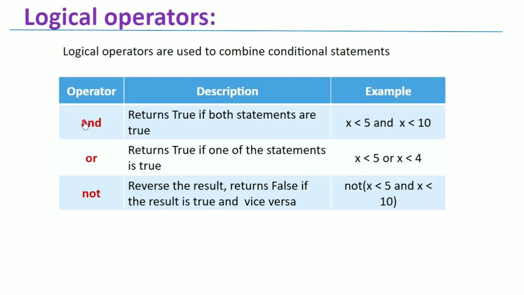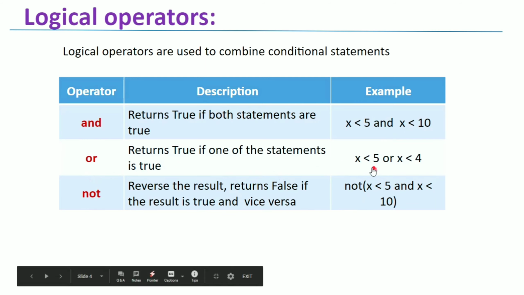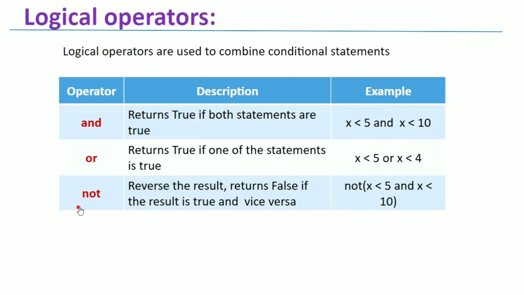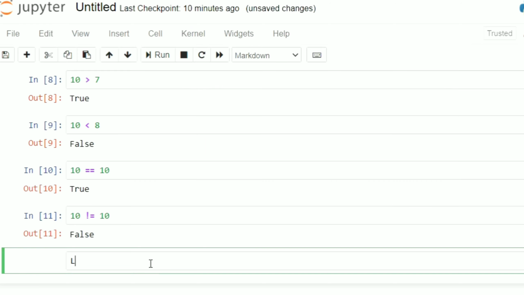The AND operator will return true when both the conditions are true. The OR operator will return true if one of the conditions is true, and the NOT operator will always reverse the result. Suppose the first condition is true and the second condition is false, and I write not before that, then whatever the result comes, it will be exactly opposite. That is the use of the NOT operator. Let us go to the Jupyter notebook. These are the logical operators we are going to discuss.